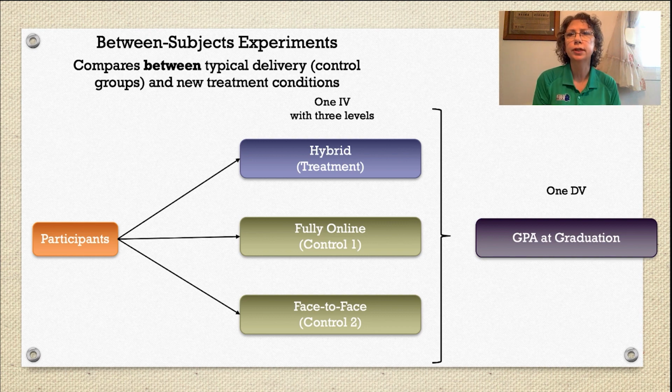Well, one way to measure it is by looking at a student's GPA. So are there differences in GPA at graduation between these three groups? If there are significant differences and the hybrid group is significantly higher than the other two, then that would support the hypothesis that the hybrid delivery method was a better treatment, a better delivery method, and caused better outcomes. Okay, so that's between subjects, just with a scenario to kind of pull it in there.